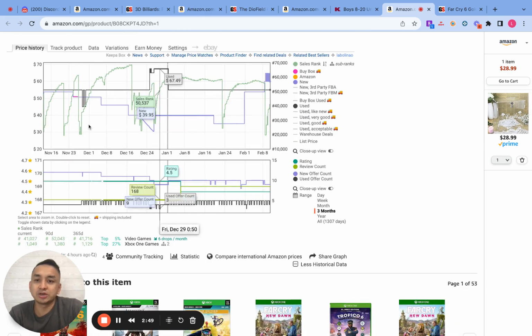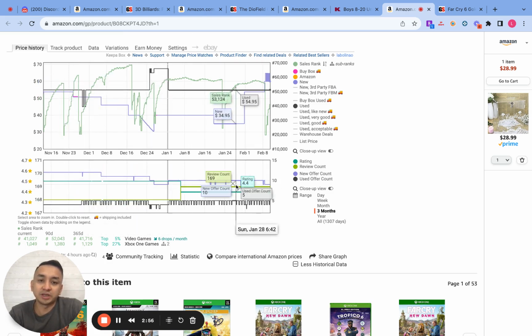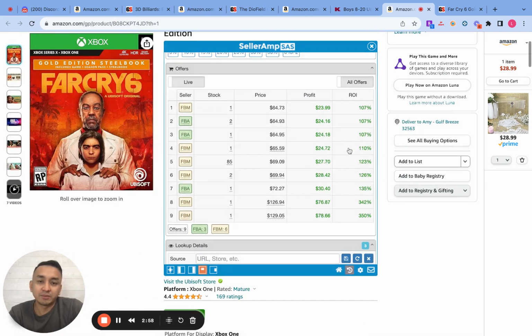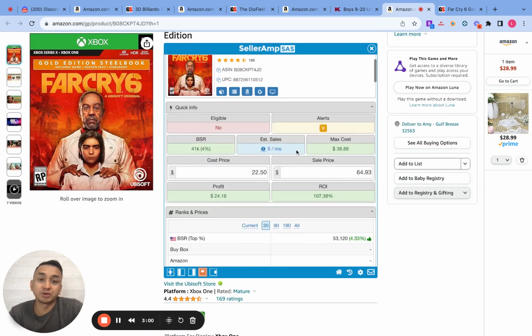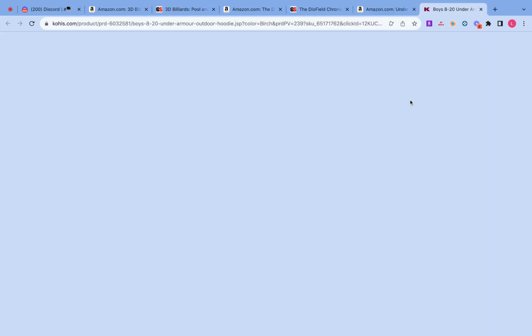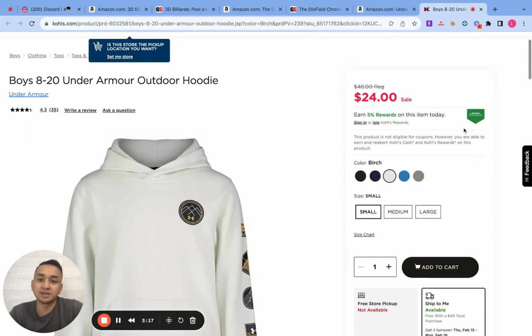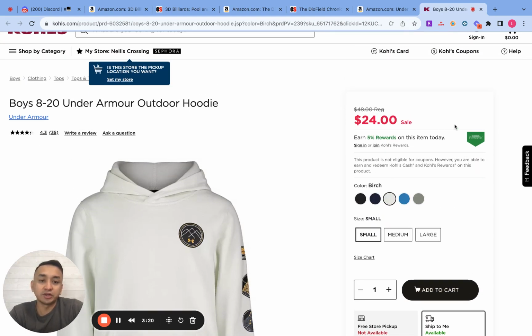As far as the Keepa chart, the price is up and down. The seller count here is pretty okay. But again, the concern is the very low sales per month of 5. So there's that. I think I'm going to skip this one personally. But if you guys want to wait for a while to sell that product for a high ROI, you can. So next one is an Under Armour outdoor hoodie.